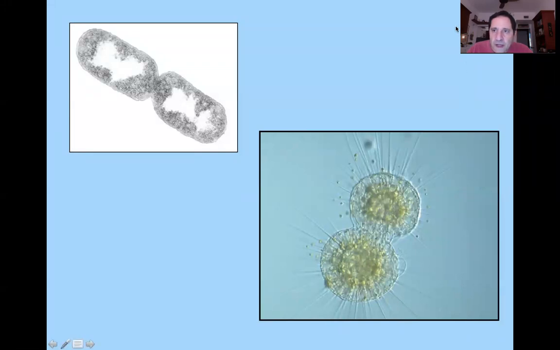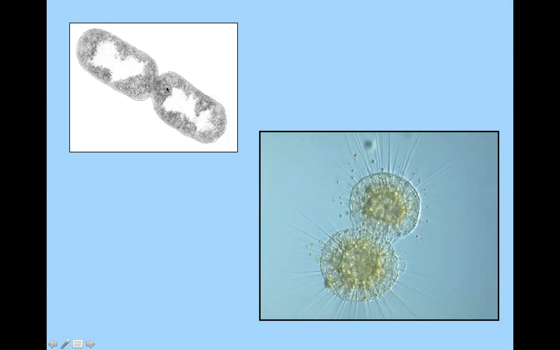Okay, this diagram is showing us how cells divide. We were talking about that a little bit last time with Virchow, and he saw cells dividing into two cells.